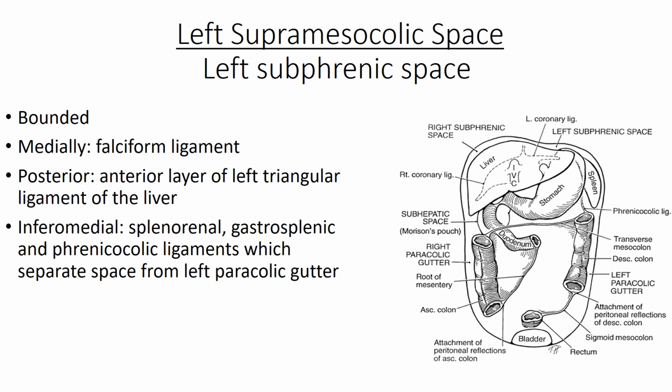Now the subdivisions of the left supramesocolic space. The left subphrenic space lies below the left hemidiaphragm. It is bounded medially by the falciform ligament, posteriorly by the anterior layer of the left triangular ligament, and inferomedially by the splenorenal or lienorenal ligament, gastrosplenic ligament, and phrenicocolic ligament, which separate this space from the left paracolic gutter.